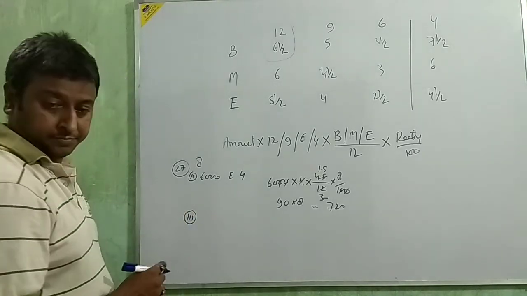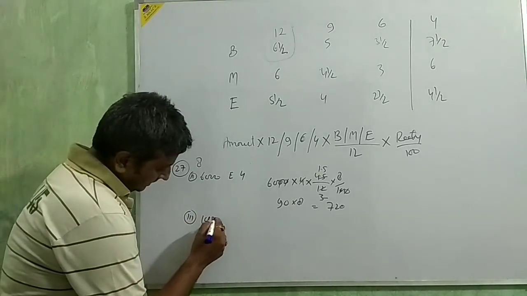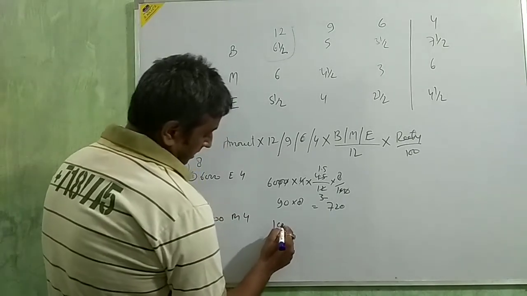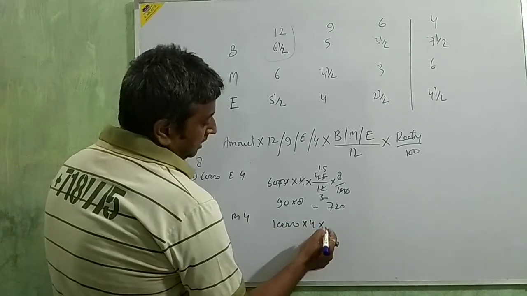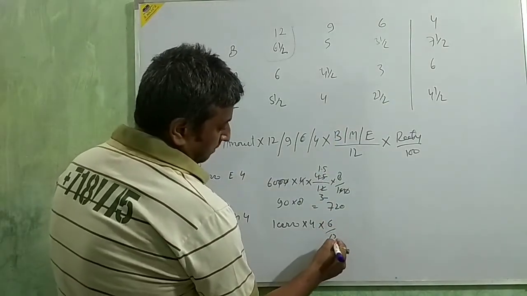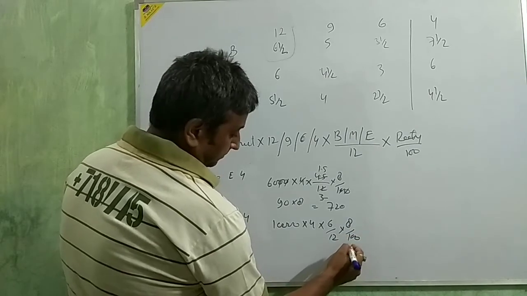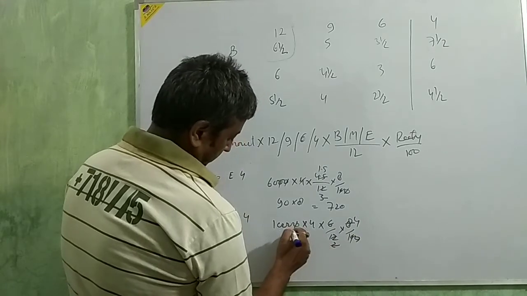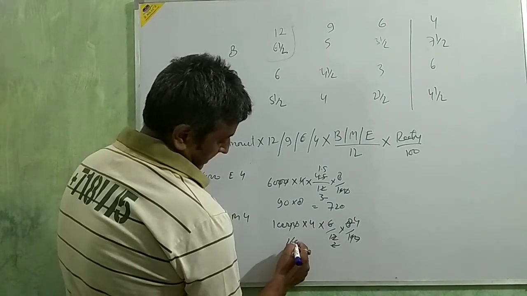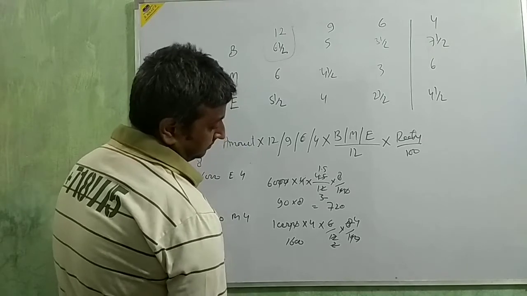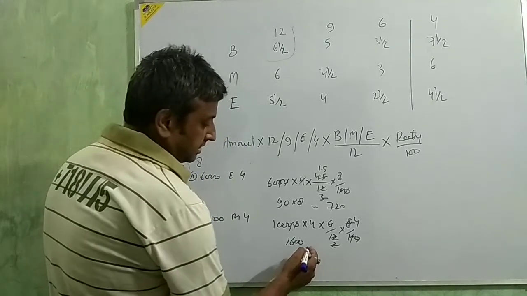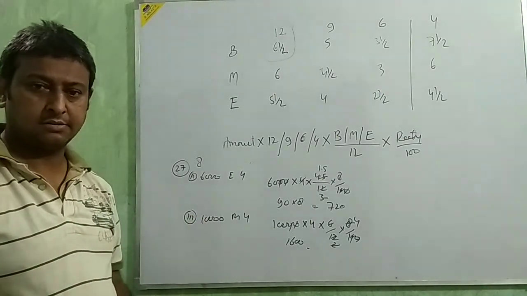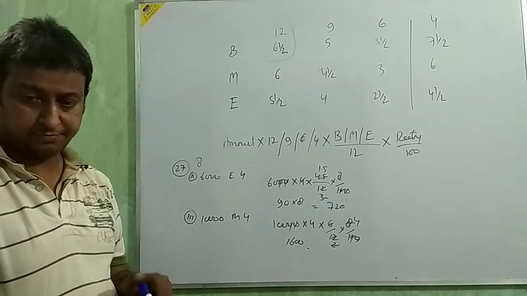If he withdrew 10,000 during the middle of each quarter. 10,000 into 4, and for the middle 6 upon 12 into 8 upon 100. The answer is 1,600. Yes. Clear? Okay, go for the next.